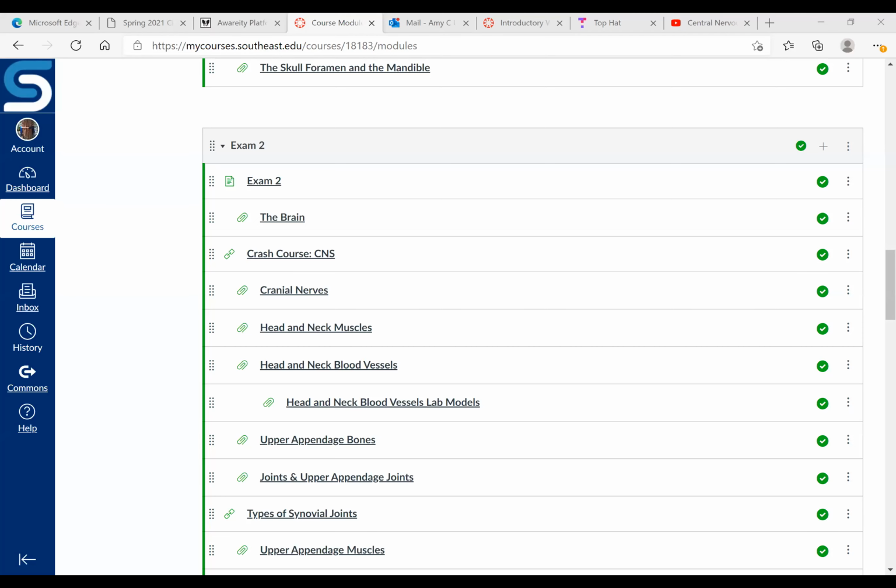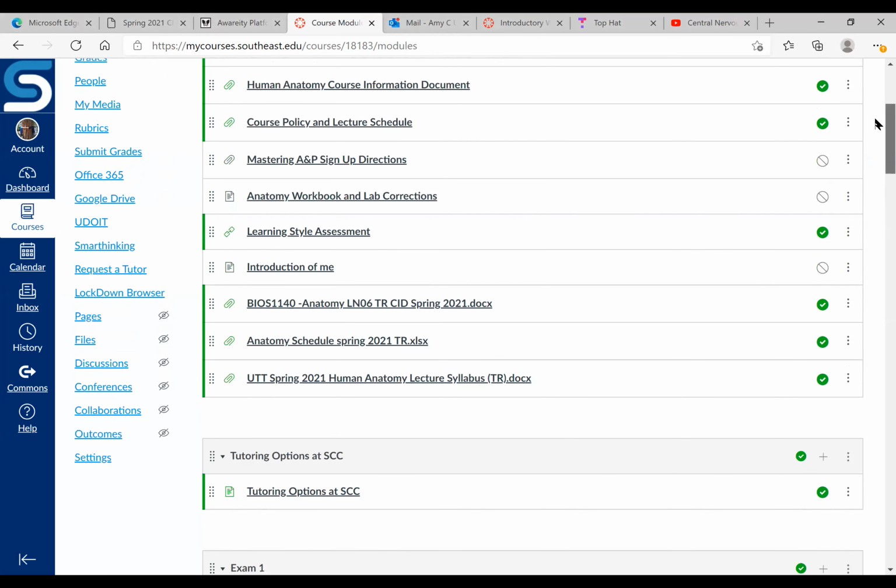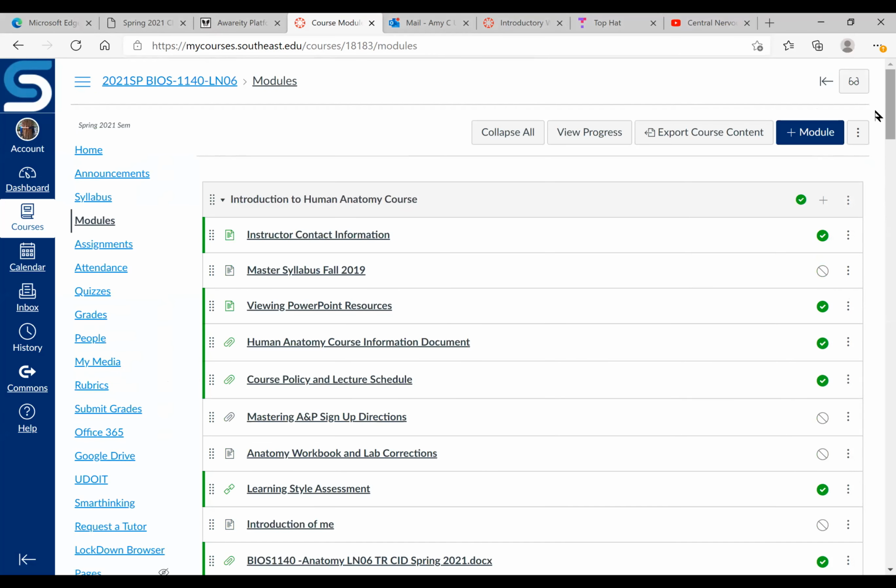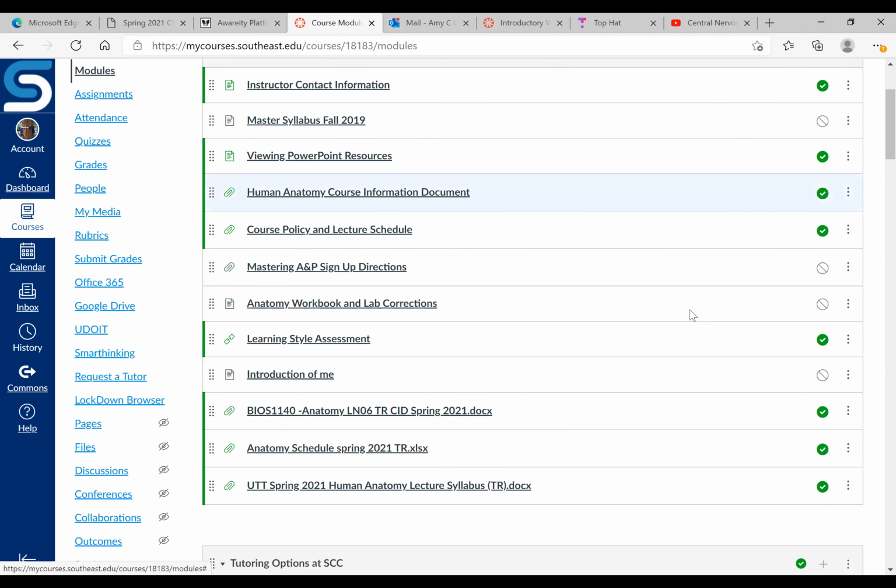Bear with me here. I'm trying to get us to the right screen. Okay, so we should be looking at Canvas right now, in the module section. I just wanted to show you where you can find this information so you can study from it. You click on modules on the left-hand side, and in the introduction is where you find the CID for the course, the schedule for the course, and the course syllabus.